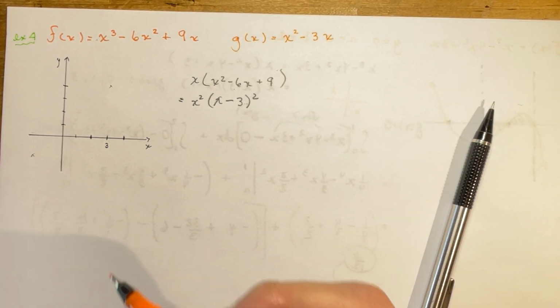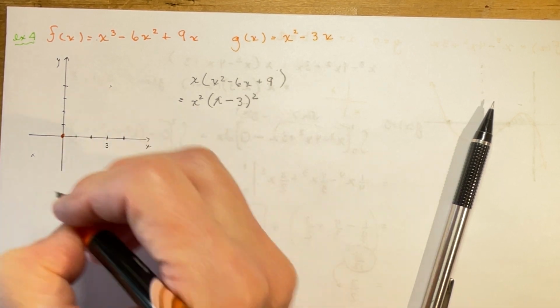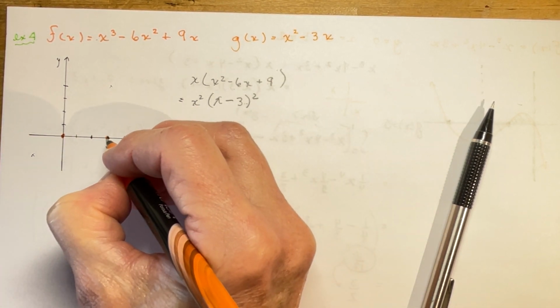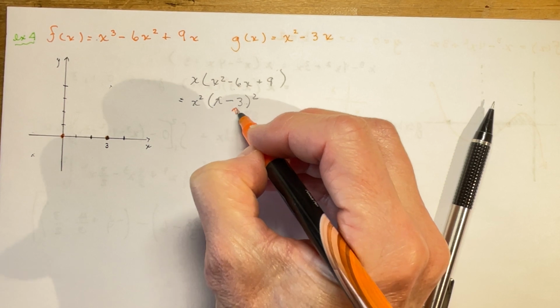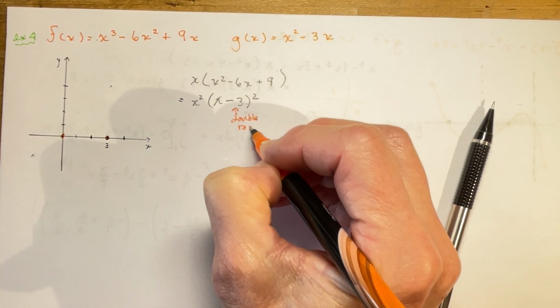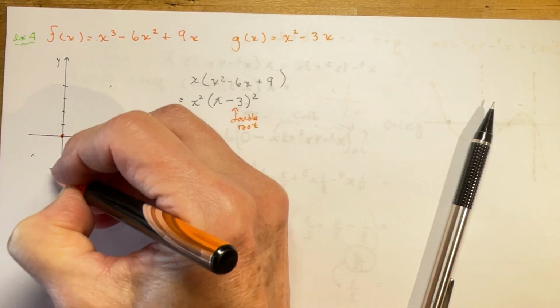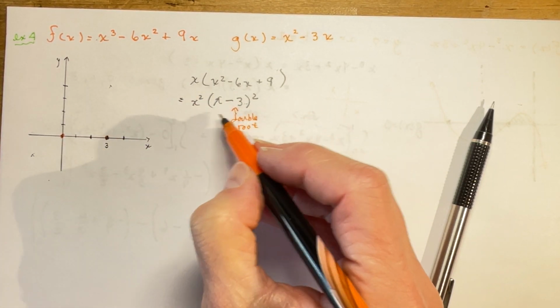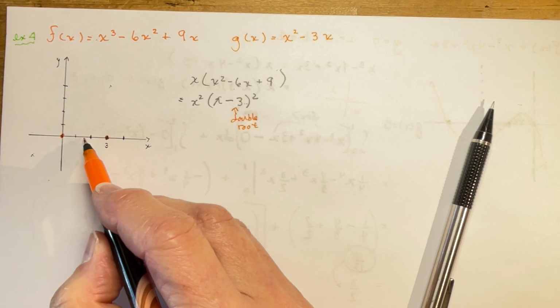So the function's going to look like this. So I have a 0 here. I have another 0 at 3. This 0 is a double root. Remember that? So it comes down and just touches the x-axis and goes right back up. So I'm coming through here. Might be a nice idea to find something in between.